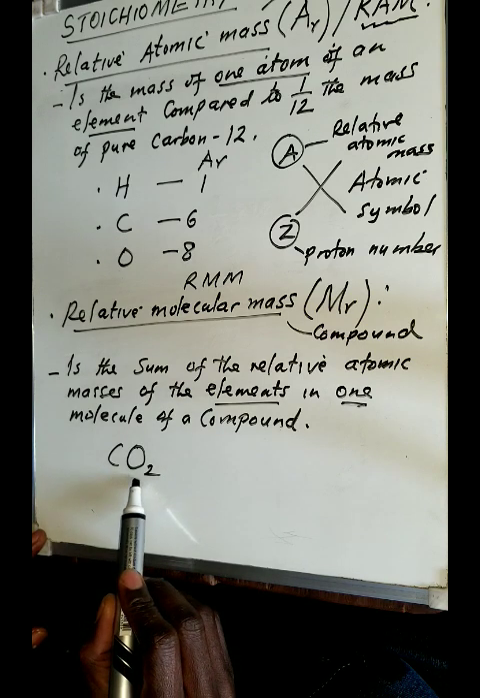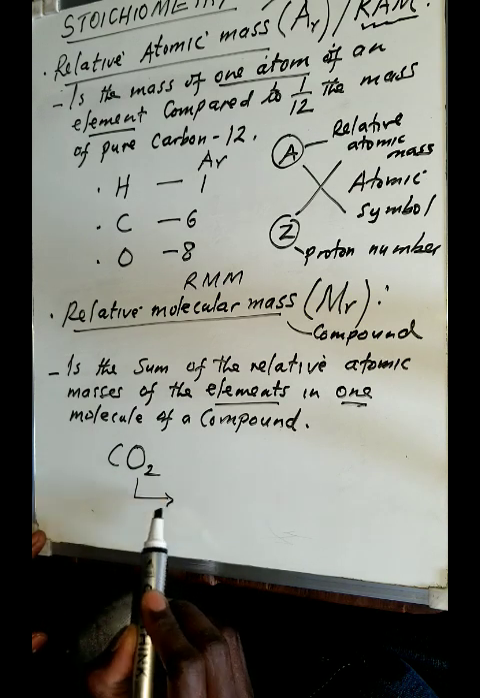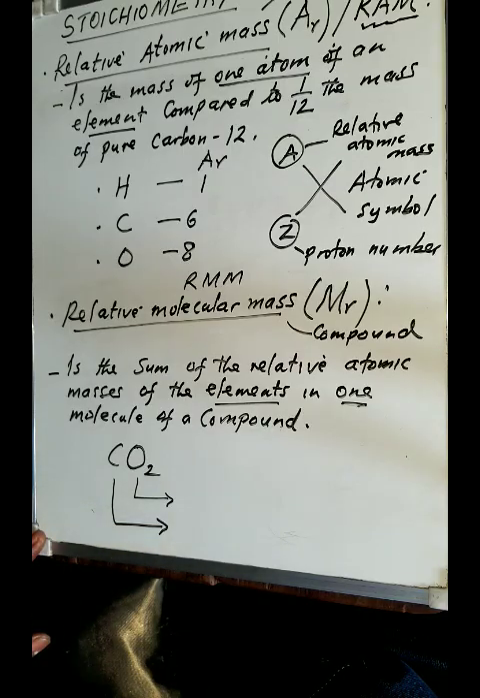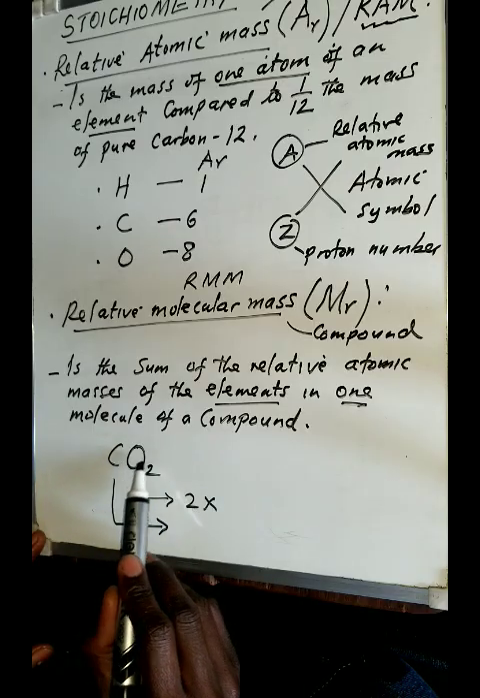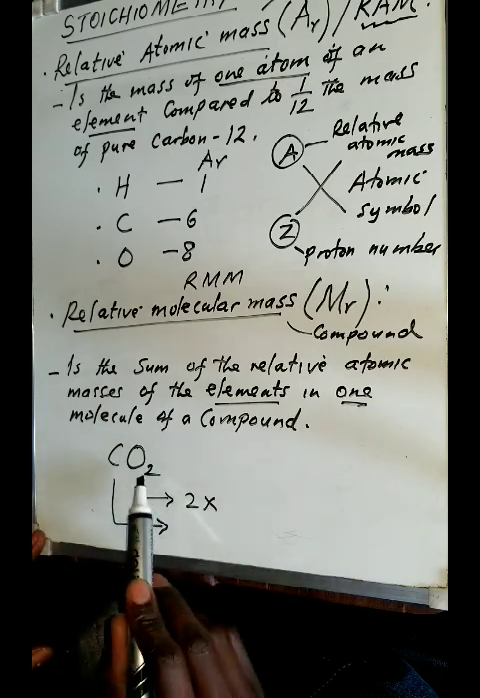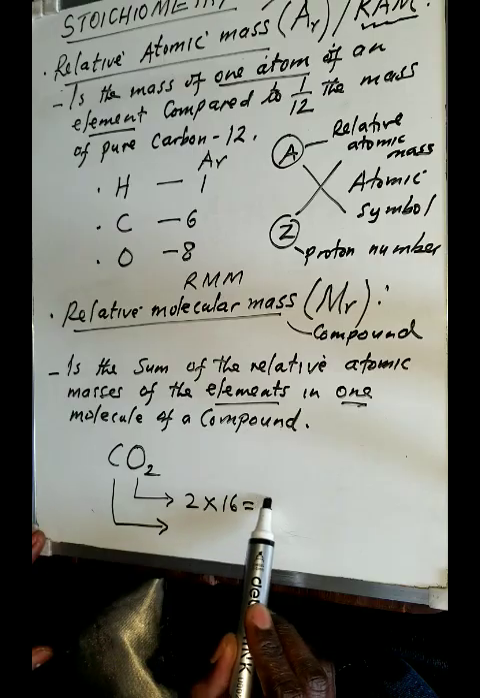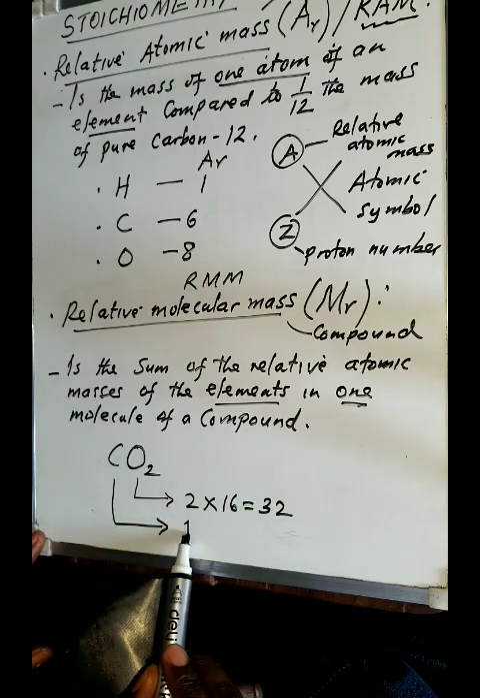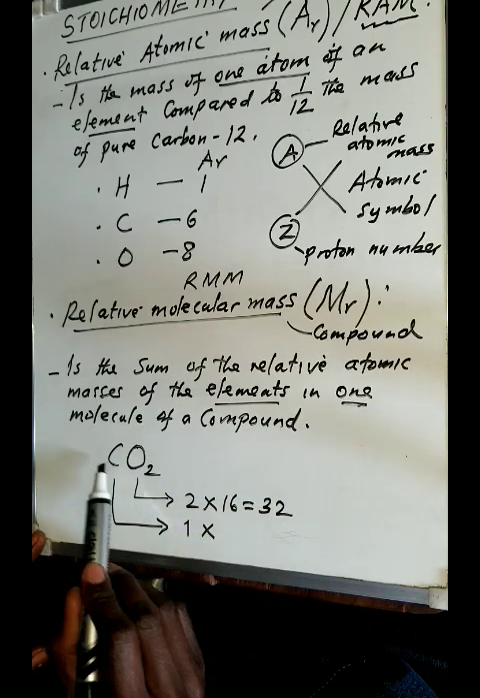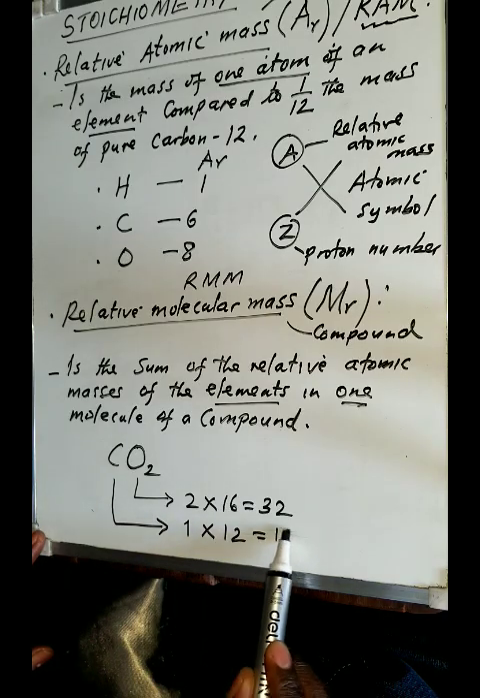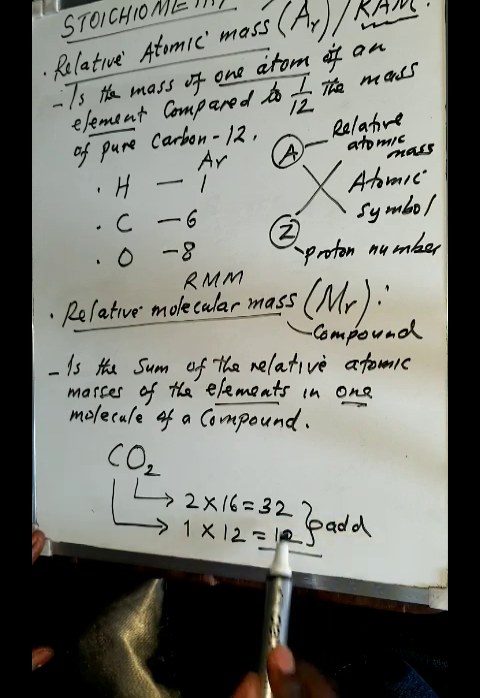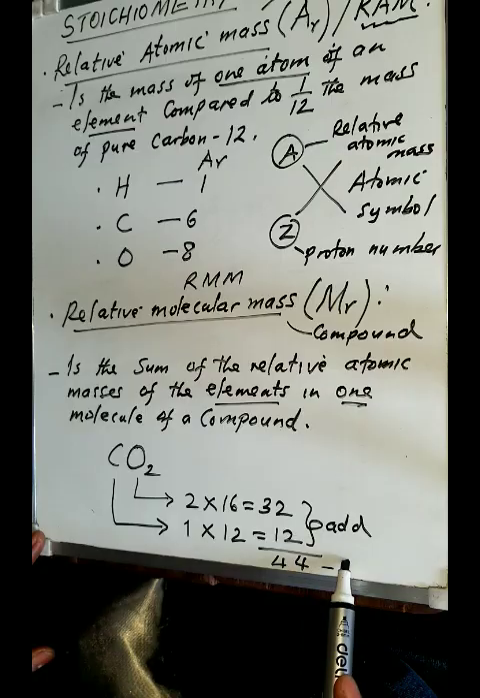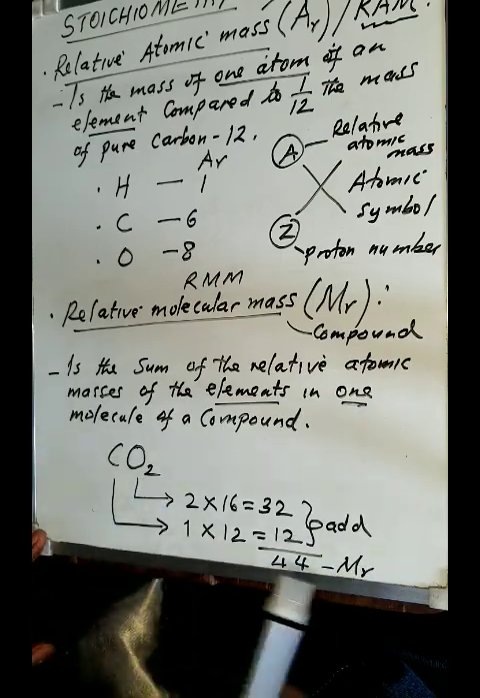So for example, you can talk about there's oxygen and there's also carbon. So how many oxygen atoms are there? It is 2 multiplied by the relative atomic mass of oxygen, which is simply 16, so that will give you 32. Carbon is only 1 multiplied by the relative atomic mass of carbon, which is 12, so that will give you 12. So when you add that, that is going to give you 44. So meaning that is simply the relative molecular mass of carbon dioxide.